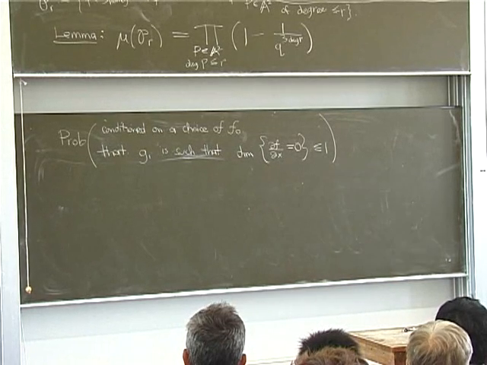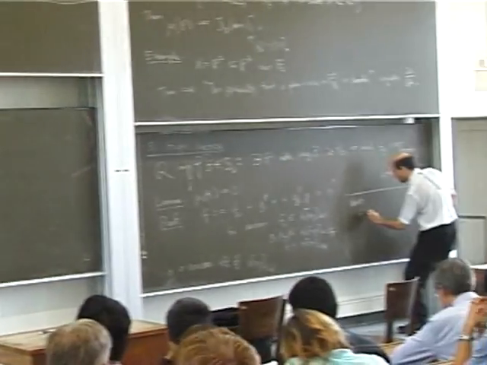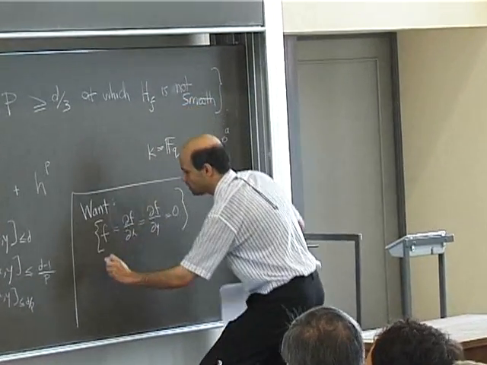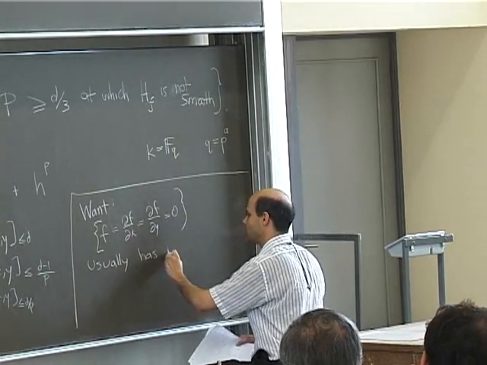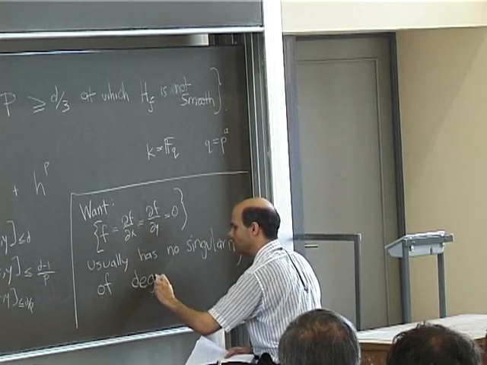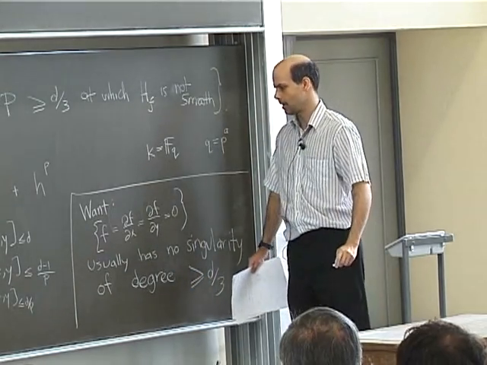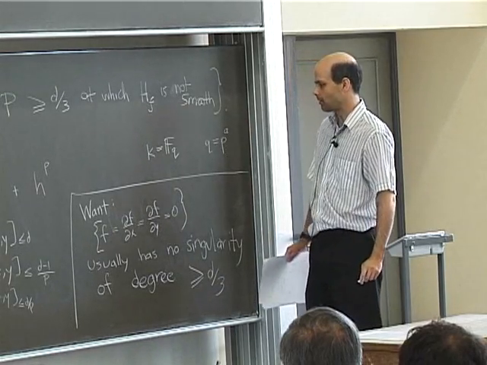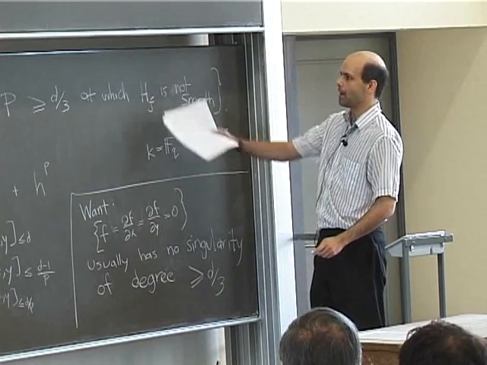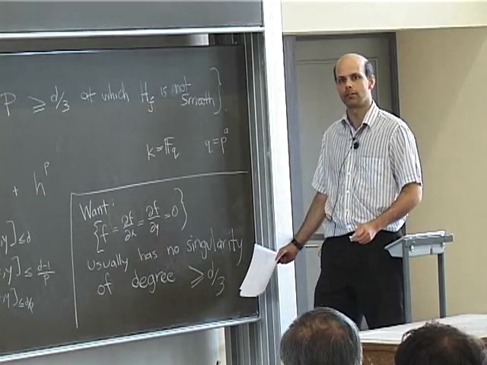Maybe I should have said, what am I trying to do? I want to show that the locus where f and the partial derivatives are all 0, this is the singular locus, usually has no singularity of degree greater than or equal to d over 3. You mean that no common solutions? It's okay if it has common solutions, as long as those common solutions are points of low degree. I'm trying to bound the probability that there's a singularity of high degree. It usually has no singularity of degree greater than or equal to d over 3.